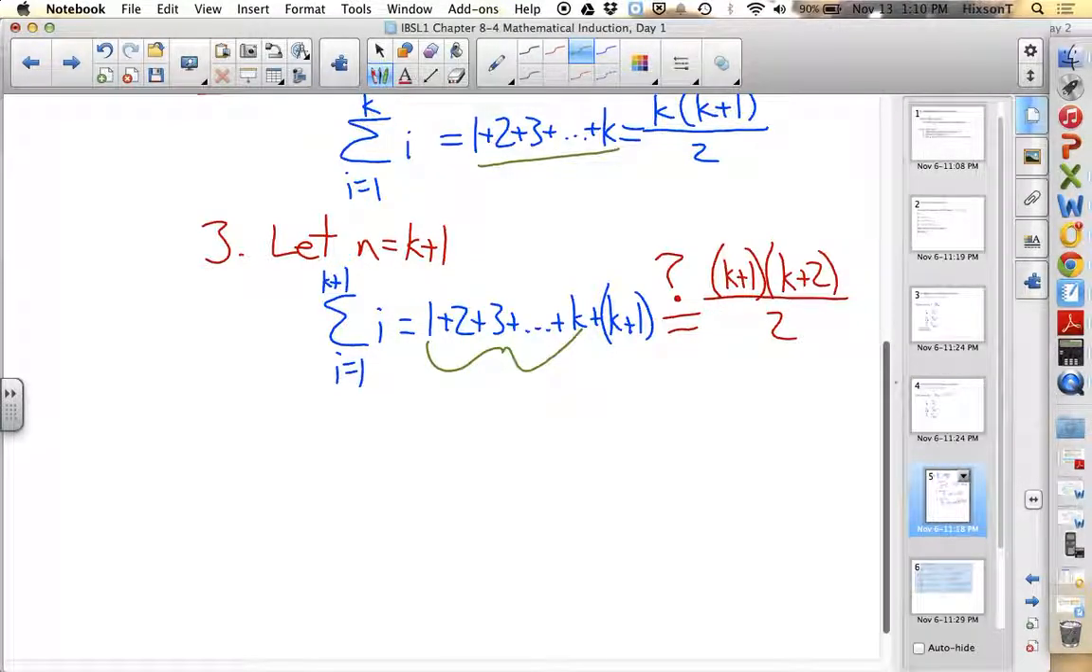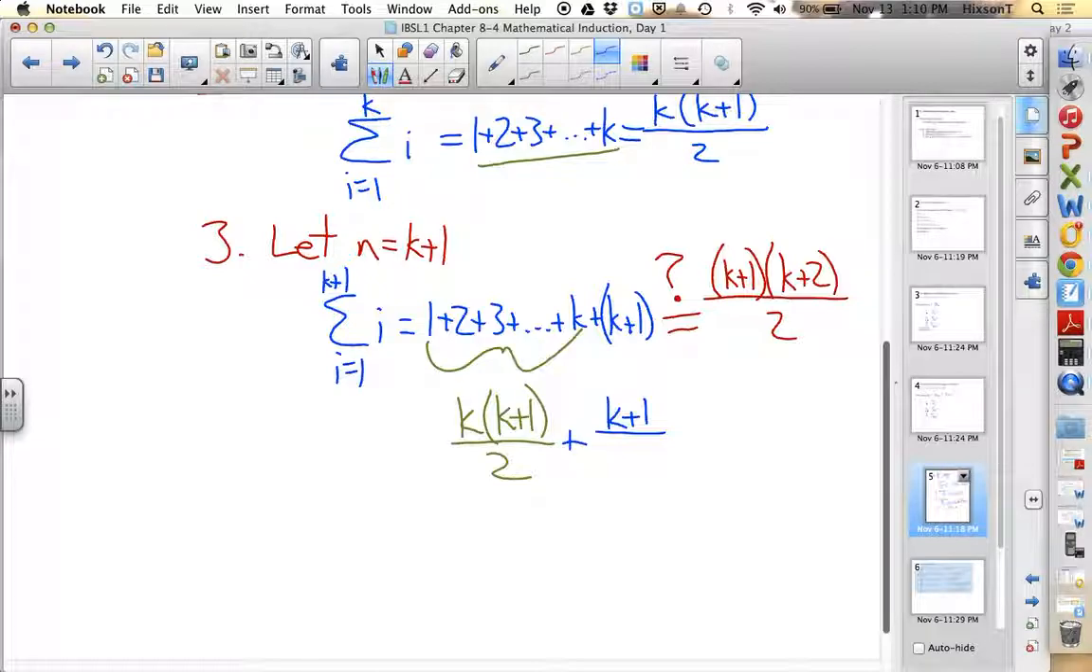So what does that equal? It's k times k plus 1 over 2. Because you guys need to think. So then you're going to add the k plus 1 to that, and then it equals k plus 1 times k plus 2 over 2. Yes, of course.